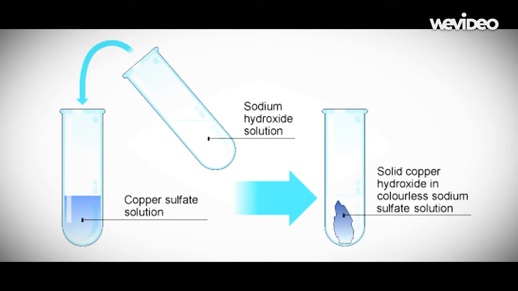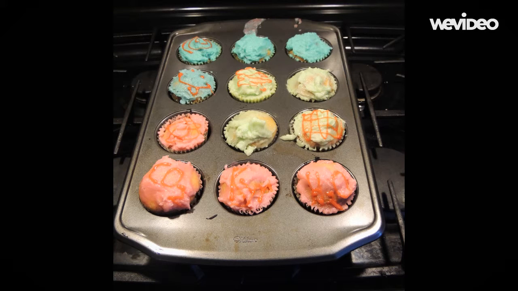Last but not least are precipitation reactions. These occur when cations and anions in an aqueous solution combine to form an insoluble ionic solid called a precipitate. Now, as you can see, our cupcakes didn't come out as beautiful as expected, but we can't go back and fix our mistakes because after all, this is a chemical reaction, and chemical reactions are irreversible.